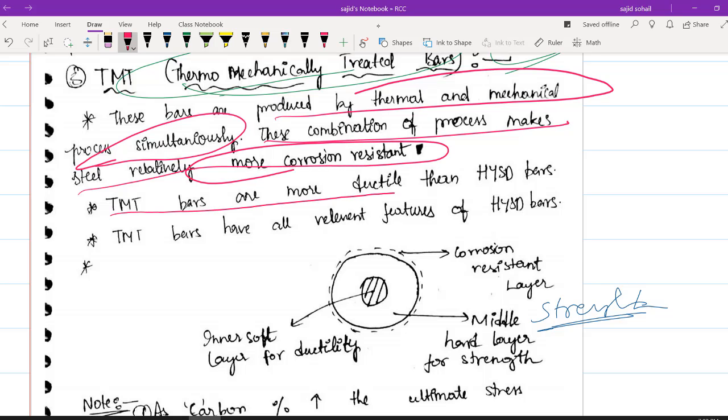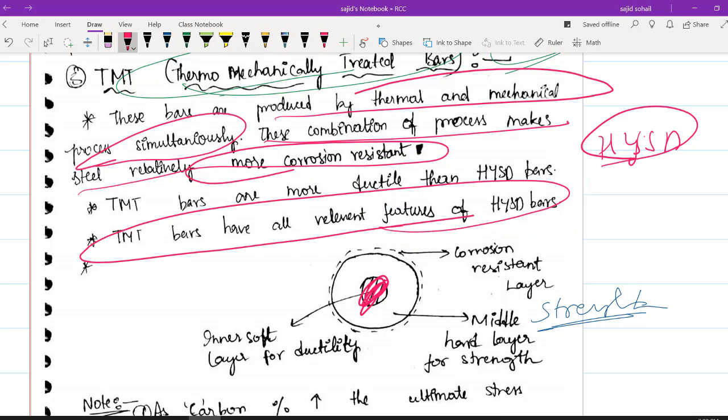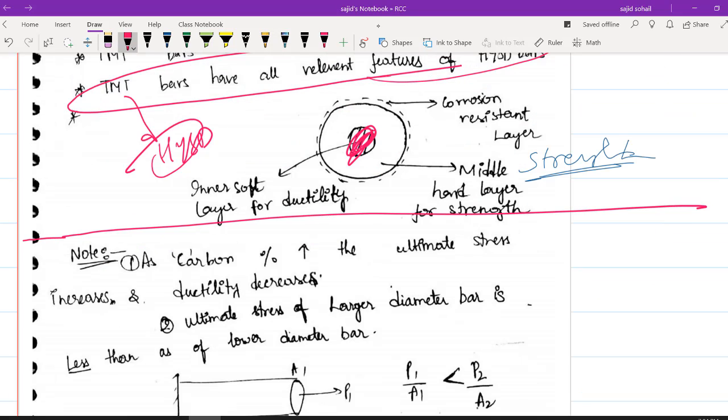Okay, TMT bars are more ductile compared to HYSD bars. Why? Obviously because they have an inner soft layer which is providing ductility. TMT bars have the relevant features of HYSD bars. So ductility is increased and all the remaining good features of HYSD bars are present in my TMT bars. So this concludes the types of steel bars.